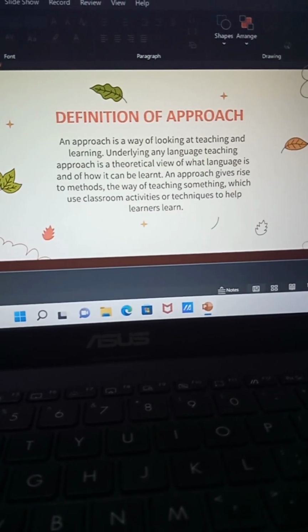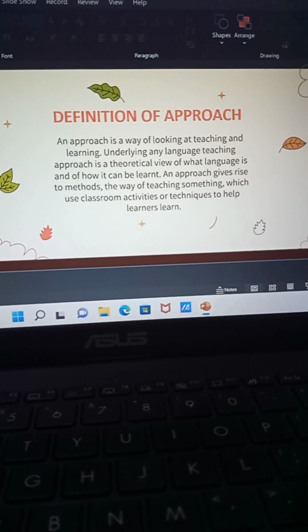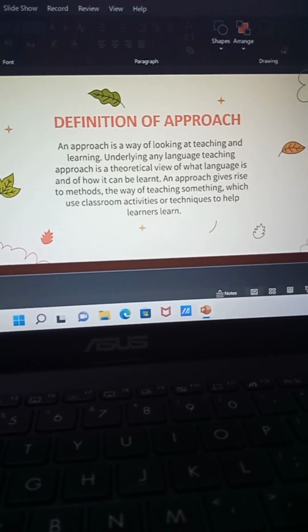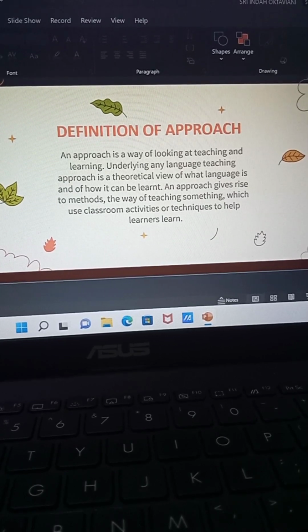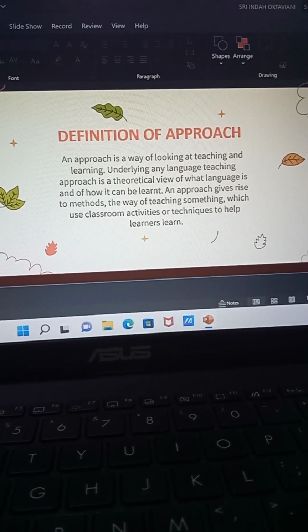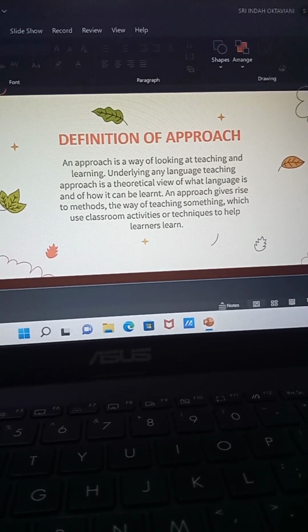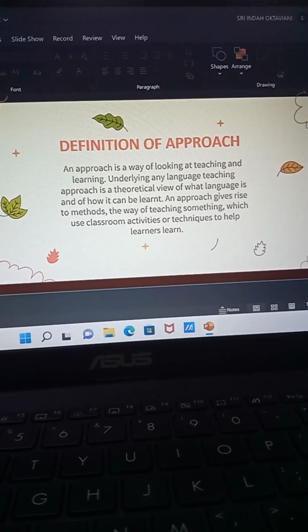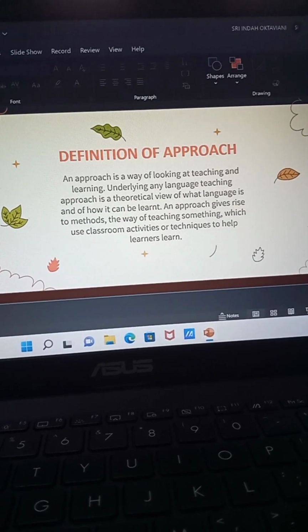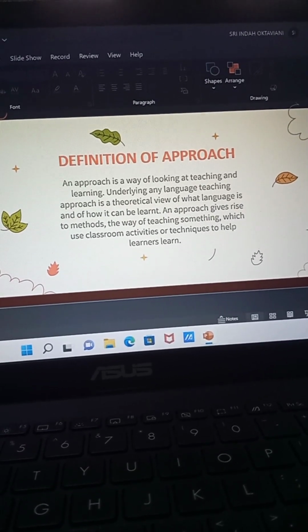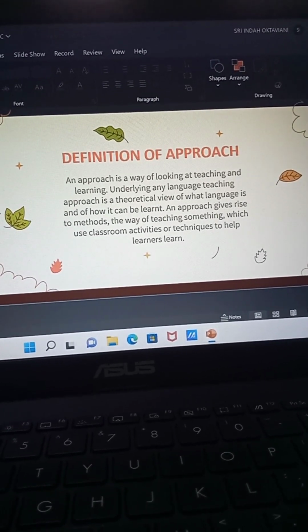The first definition: approach. An approach is a way of looking at teaching and learning. Underlying any language teaching approach is a theoretical view of what language is and of how it can be learned. An approach gives rise to method, the way of teaching something, which uses classroom activities or techniques to help learners learn.